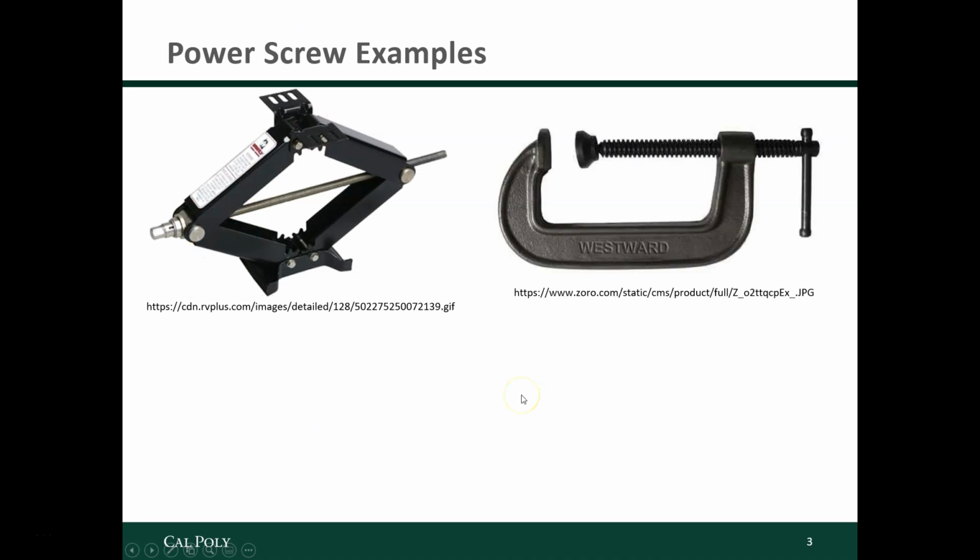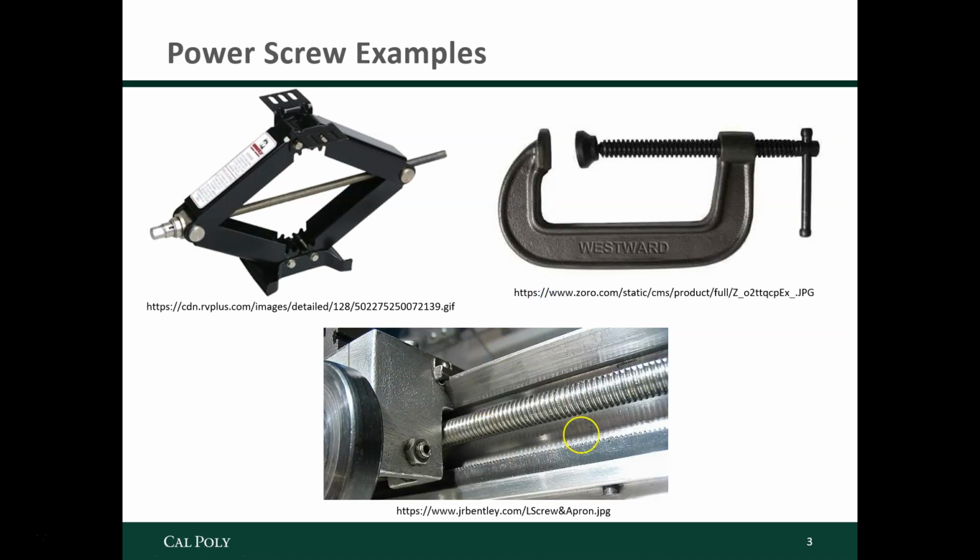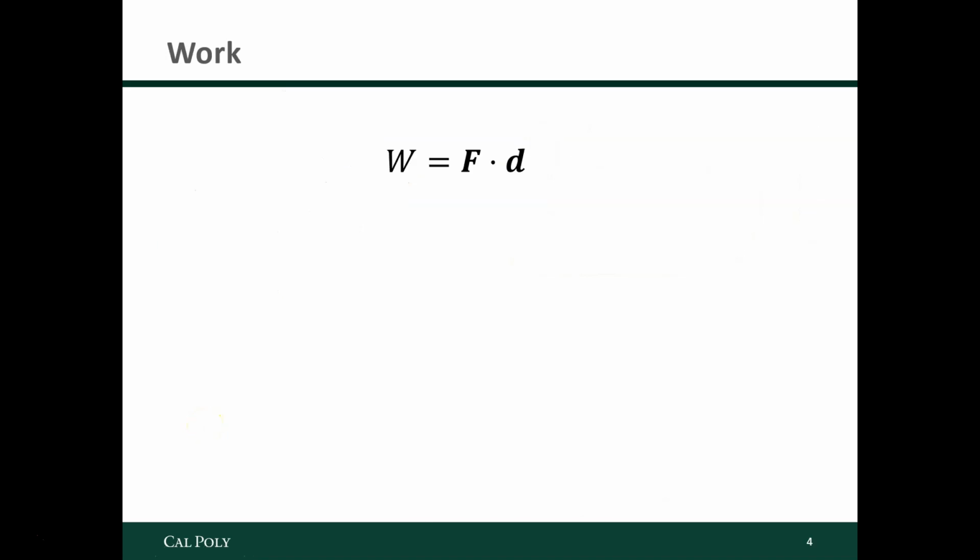We've got a C-clamp you're all familiar with, and here's a lathe. Whenever you're using the auto feed, this screw is turning and that causes the carriage to move. But first, let's talk a little bit about work, because I think it's important.